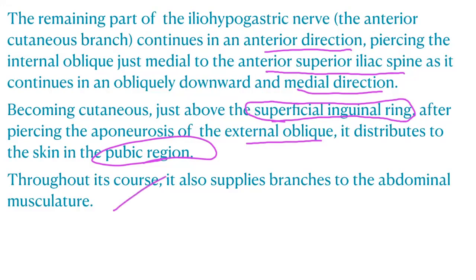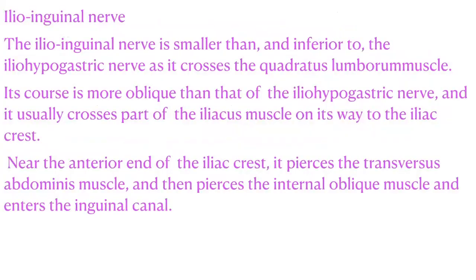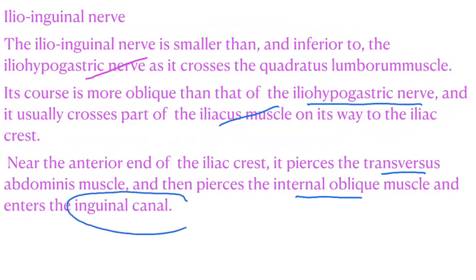So this is iliohypogastric. Coming to the ilioinguinal, it is smaller than and inferior to the iliohypogastric nerve, and it crosses the quadratus lumborum muscle, going more obliquely than the iliohypogastric. It usually crosses part of the iliacus muscle on its way to the iliac crest. Near the anterior end of the iliac crest, it pierces the transverse abdominis muscle and then pierces the internal oblique muscle and enters the inguinal canal. Right?